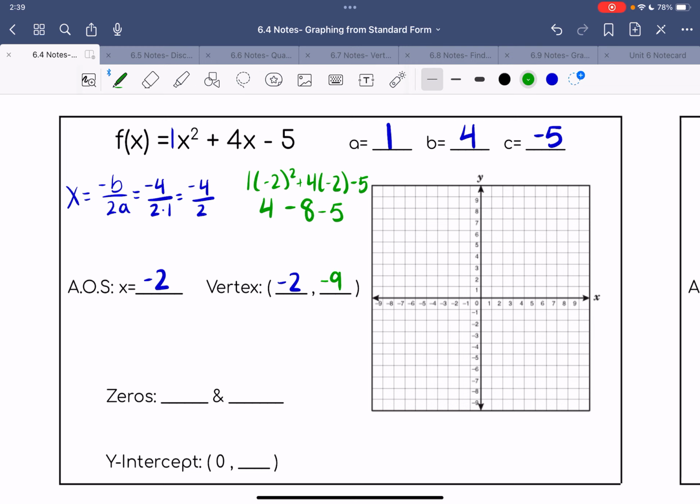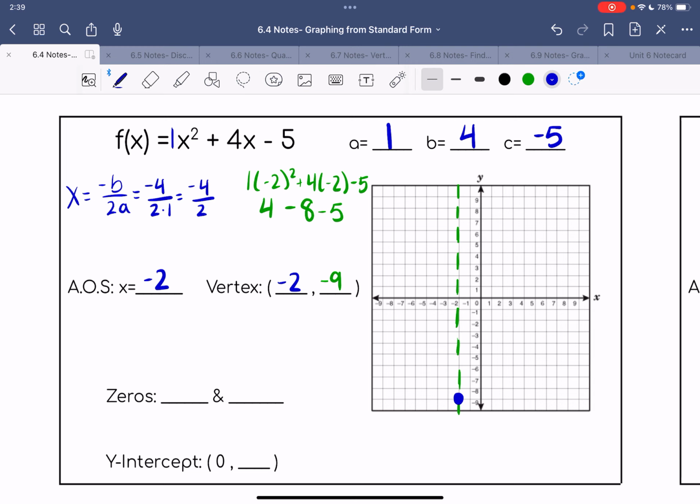You guys can wait until the end to graph everything, or you can graph it as you go. I like to graph as I go, so I can make sure things are lining up correctly. So I'm going to go ahead and do that. Graphing my axis of symmetry, vertical line at x equals negative 2. And then my vertex is at the ordered pair negative 2, negative 9. So right here.